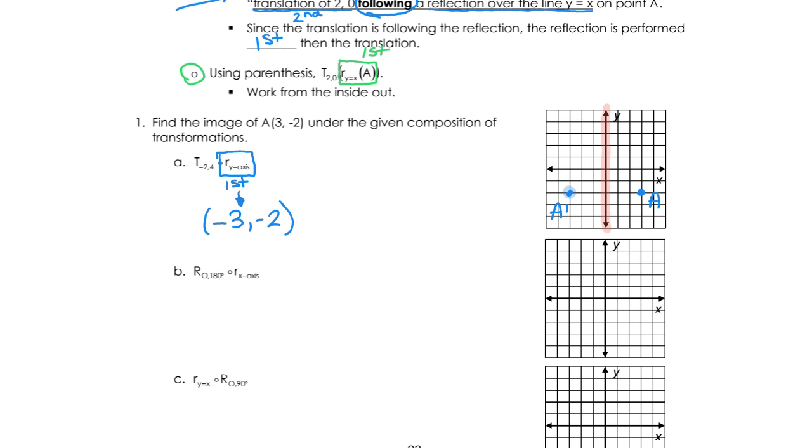All right, so after the reflection, I end up at negative 3, negative 2. Now on that point, I'm going to go ahead and translate it. And so this translation means 2 to the left and 4 up. So I'm going to take the point I just got and go 2 to the left and 4 up. And I'd end up right here, and that would be my final spot. And so that coordinate will be my answer as soon as I find it. So that would be 1, 2, 3, 4, 5. Negative 5, positive 2. We're going to box that up. And that is the image of 3, negative 2 under the composition of transformations that I was given. Okay. All right, let's try another one.